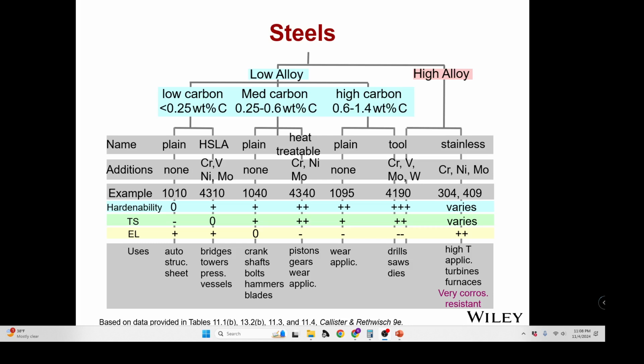Heat treatable is something more like a 4340. So 40, the 43 indicates the presence of other additions. So chrome, nickel, molybdenum, things like that. 4340 is very common for pistons, gears, connecting rods, things like that, things that are wear applications, things that need to be very hard, very resistant.